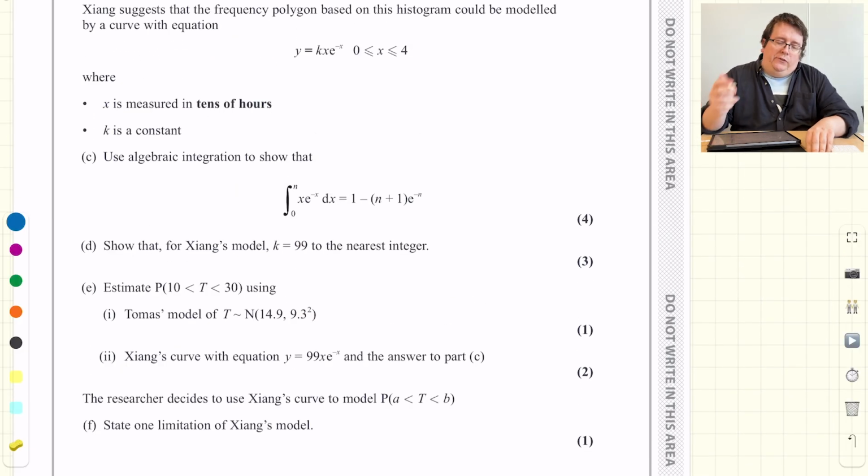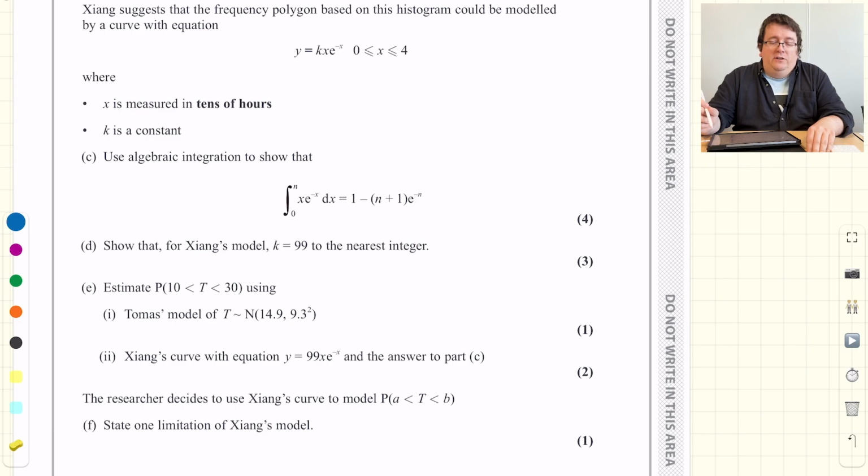Chiang suggests that the frequency polygon based on this histogram could be modelled by a curve with equation y equals kx e to the minus x, where x is greater than or equal to 0 but less than or equal to 4, where x is measured in tens of hours, k is a constant. Part C, use algebraic integration to show that the integral between 0 and n of x e to the minus x dx is 1 take away n plus 1 e to the minus n.